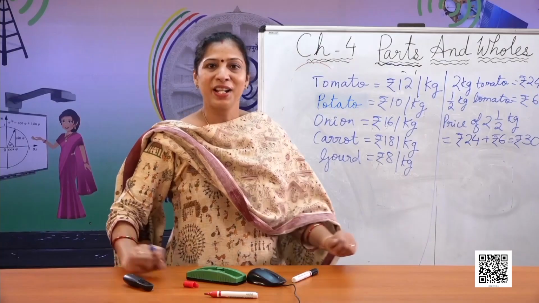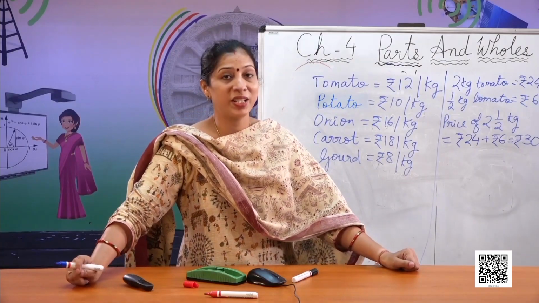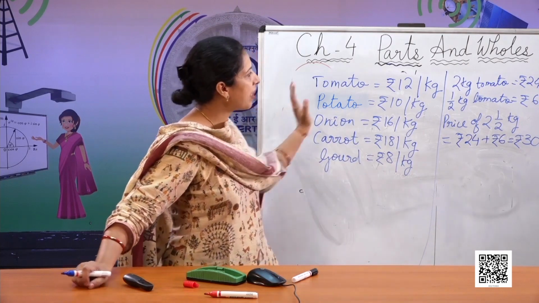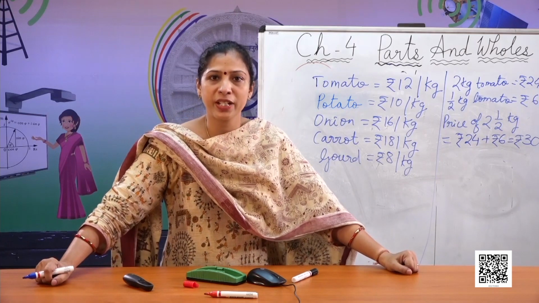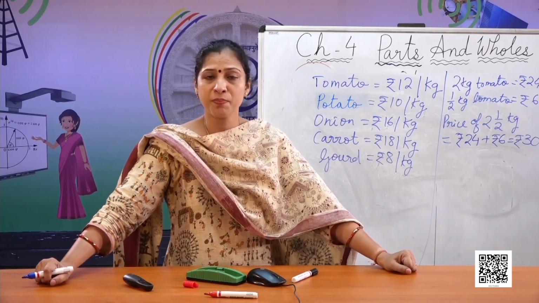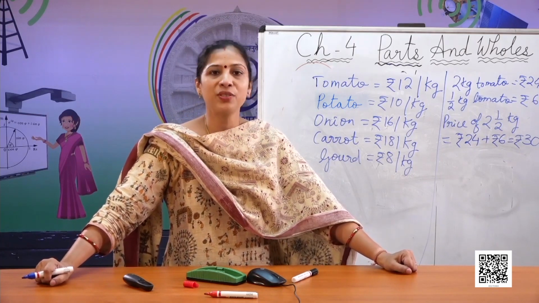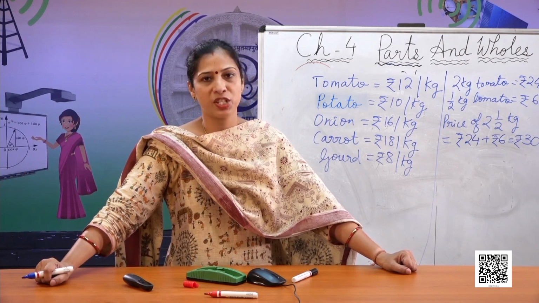Got it? Now can you find out the price of 3.5 kg? Exactly the same way you find out the price of 3 kg potato and also the half kg potato, and you can find out the price of 3.5 kg potato.